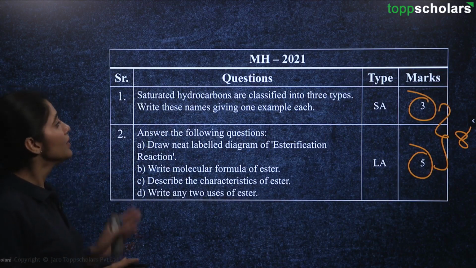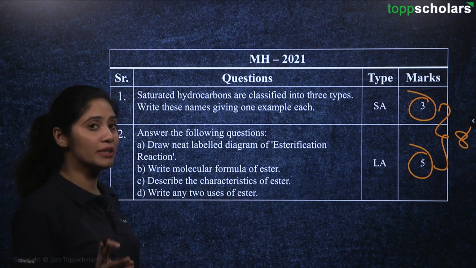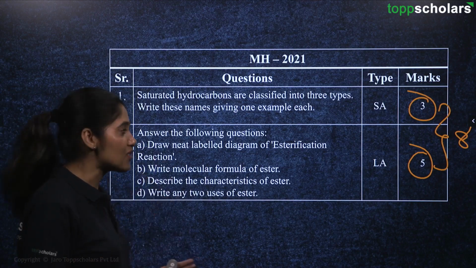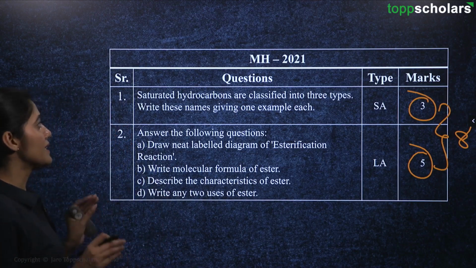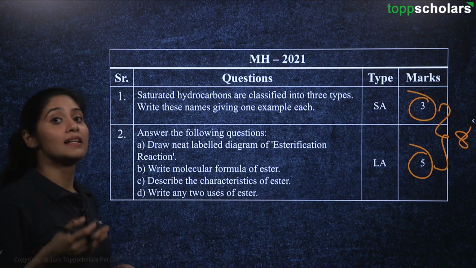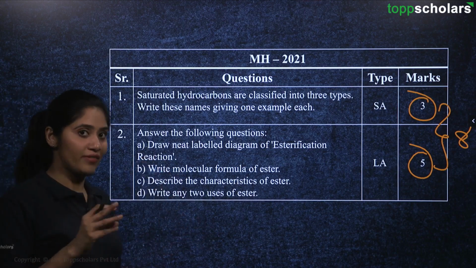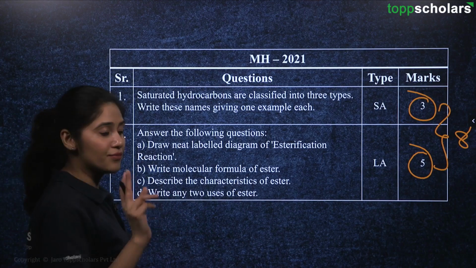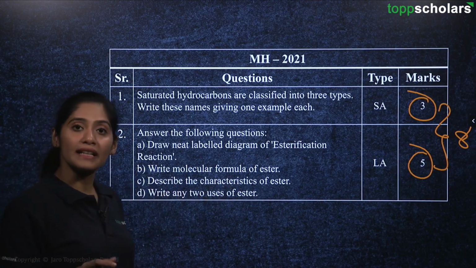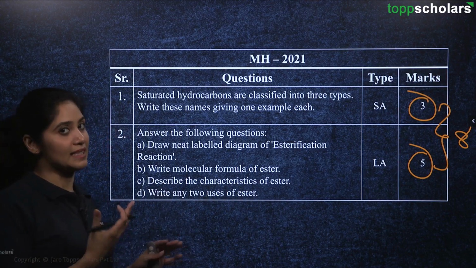Now, let's first discuss the first question, that is saturated hydrocarbons are classified into 3 types. Write these names giving 1 example each, right? So, saturated hydrocarbons means the hydrocarbon which has double bonds or triple bonds in it, right? So, those saturated hydrocarbons are classified into 3 types. Which are those that we will have to discuss, right? Now, write the names giving 1 example each. So, we will have to also give examples and then classify them, right?